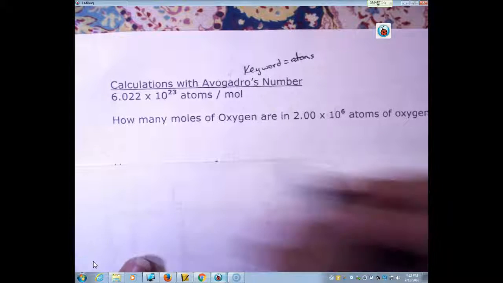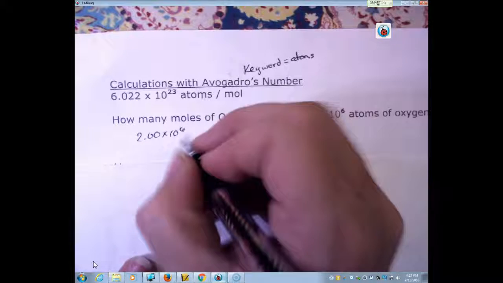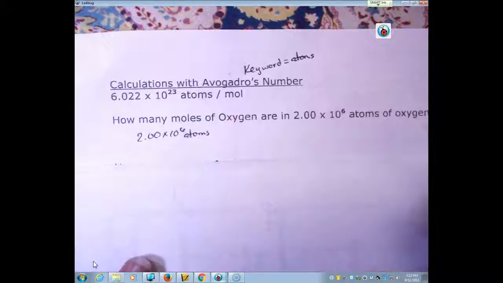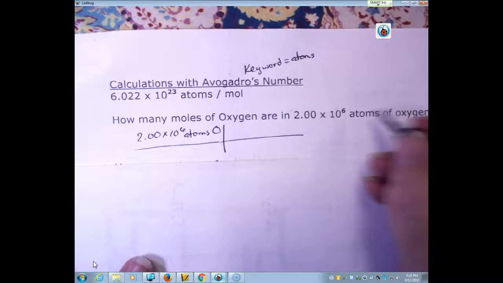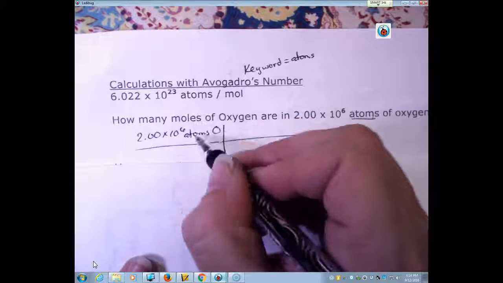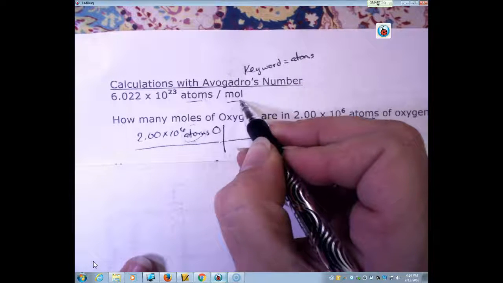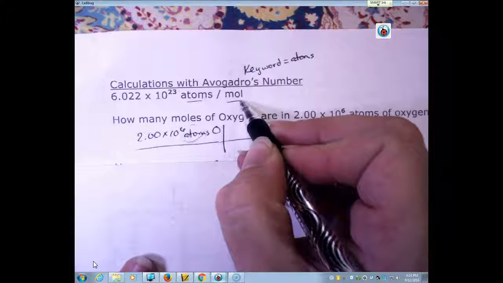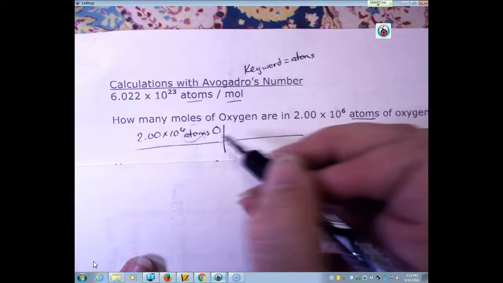So, in this particular problem, we have 2.00 times 10 to the 6 atoms of oxygen. And we want to convert that to moles. Well, I see that word atoms right here, so I know I'm going to have to use Avogadro's number. We want to ask ourselves, can I go ahead and use it now? If the thing in this spot has the units of atoms or moles, then the answer is yes. So, here I have atoms, so yes, I can use Avogadro's number, so I'm going to.